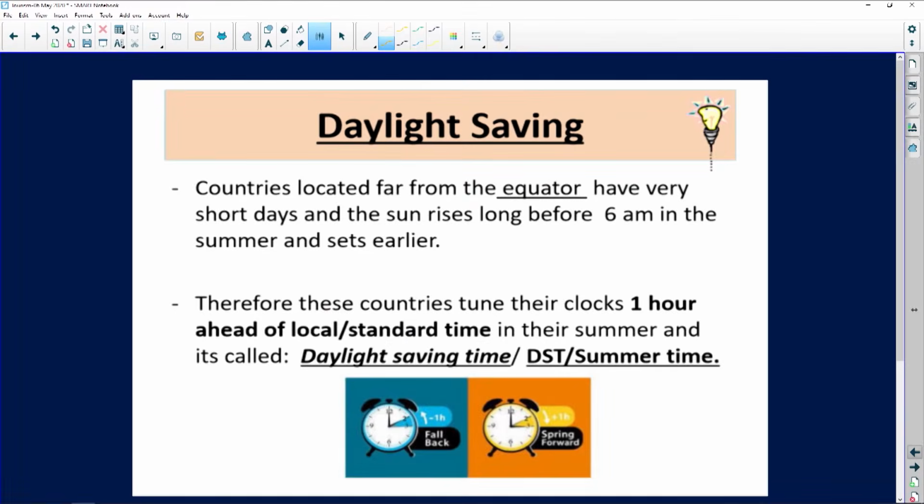Now that you have all these definitions, let's just add 1 or 2 more interesting facts, and then we can move on to our calculations later. You would have heard of daylight saving time, or as we know it, DST. Now, daylight saving time is for countries located far from the equator. You see why it's important that we listed and mentioned the equator.